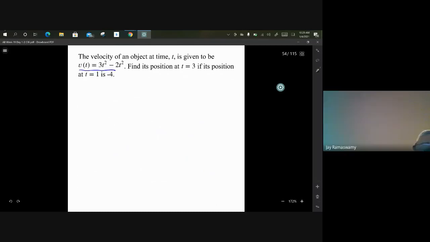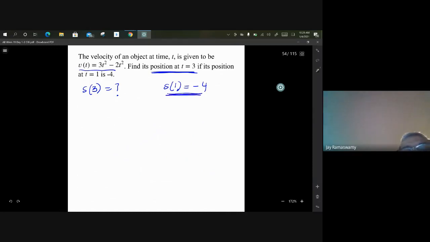Okay, so copy down this. I'm going to translate this into calculus notation. It says find the position at t equal to 3. So what do they really want? What symbol do I use? I need the position at t equal to 3. S of 3. Thank you, S of 3. Okay, that's the question. And the question says the position at t equal to 1 is negative 4. So S of 1 equals negative 4. Is everybody okay there?